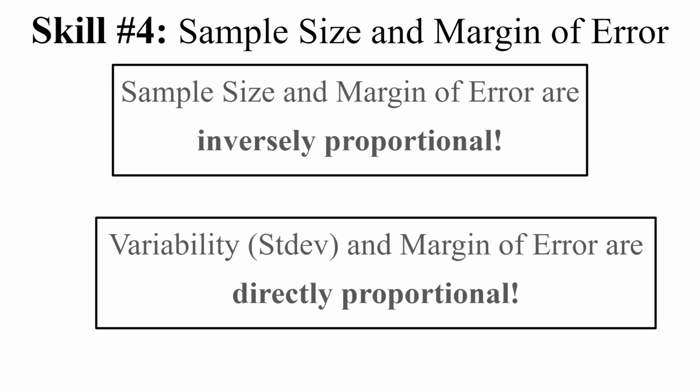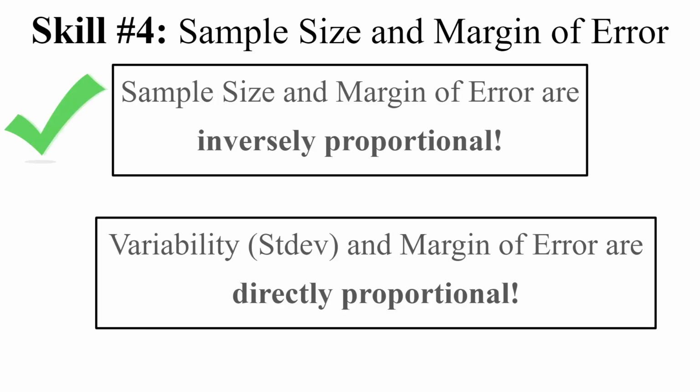Variability or standard deviation. We haven't talked about that yet. I'm going to make a future video on it. Those two things are directly proportional. So if standard deviation is higher, the margin of error is also higher. If standard deviation or variability is smaller, the margin of error is also smaller.